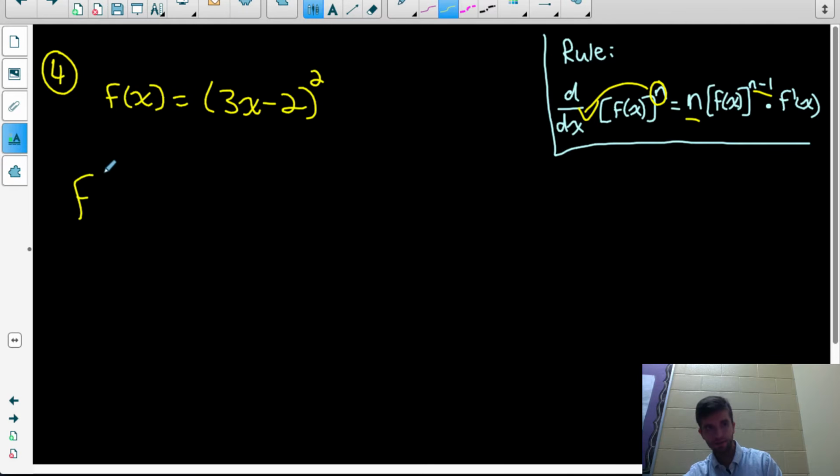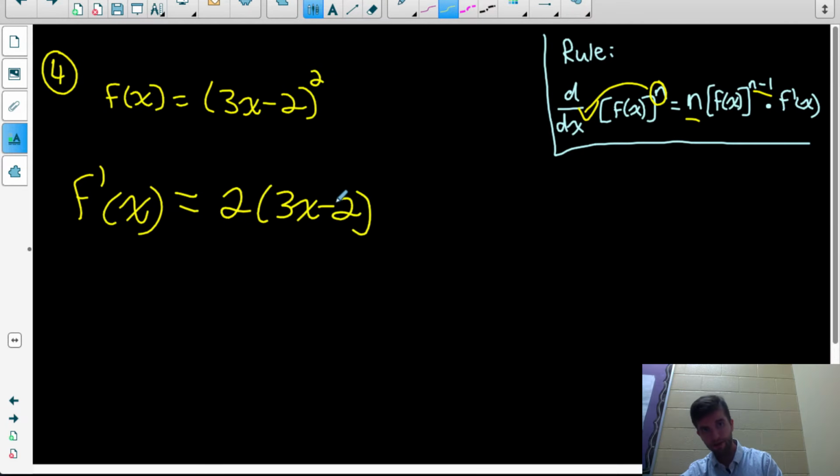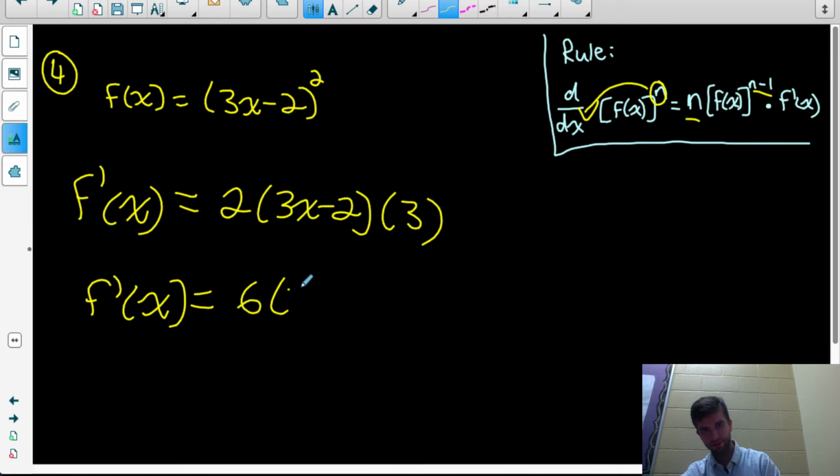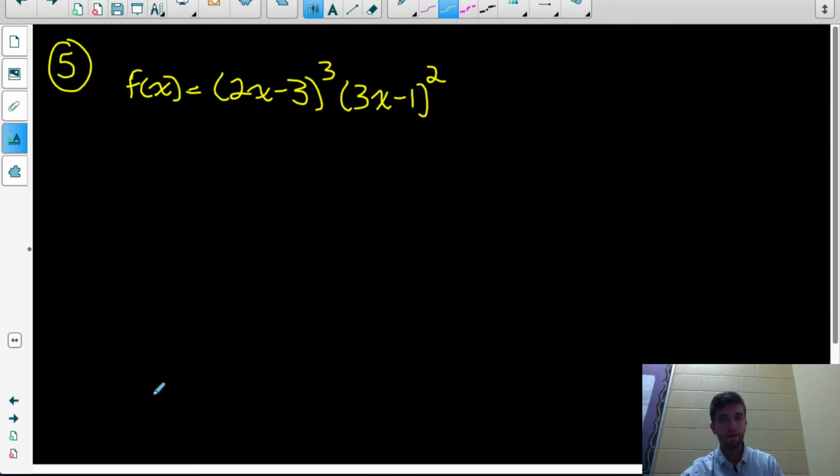So in this case, I would differentiate the outside function with respect to the inside function, so write the 2 as the coefficient of the power, leave the base of the power as it is, and reduce the exponent by 1. And then I need to multiply this by the derivative of the base of the power. So the derivative of 3x minus 2 is 3. So here I have 2 times 3 is 6. I have 6 times 3x minus 2. I could expand that further if I want, or I could leave it in factored form. Either would be fine.